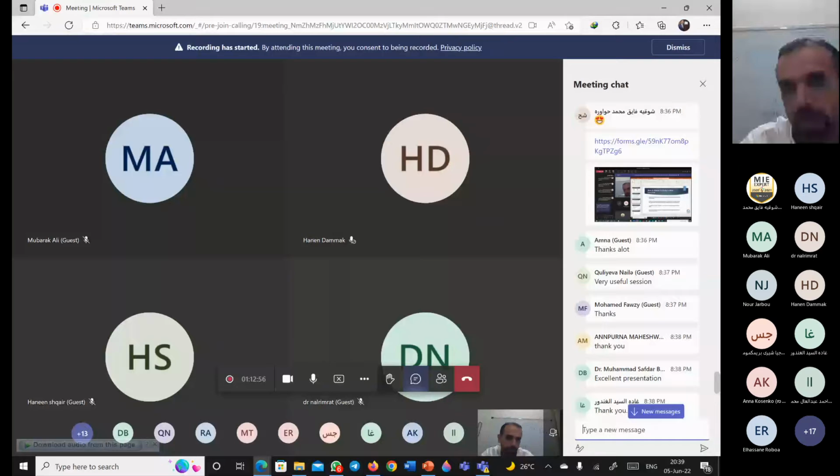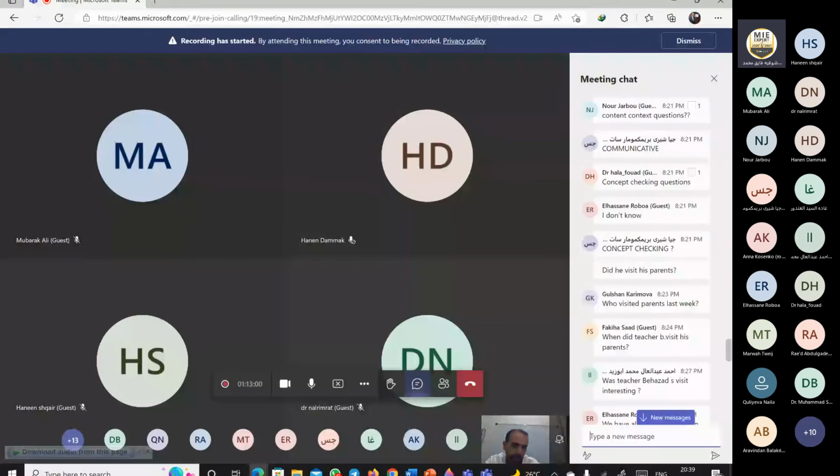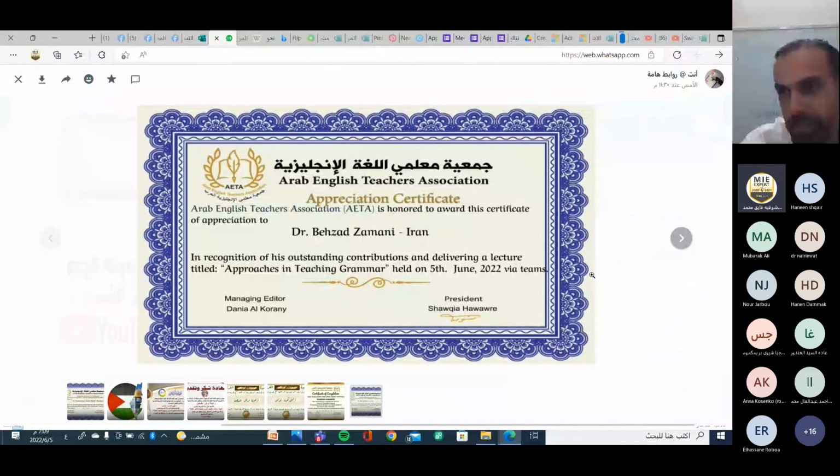As dear Shawqia is sharing the certificate, maybe dear Sana has talked about some irregular verbs and regular verbs, but there is a big topic here. We never and ever teach regular and irregular verbs in one session. Surely it doesn't work. First the pillar, then you can build the building. A great foundation is a must for teaching grammar.